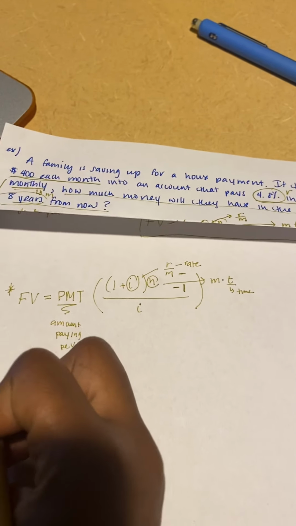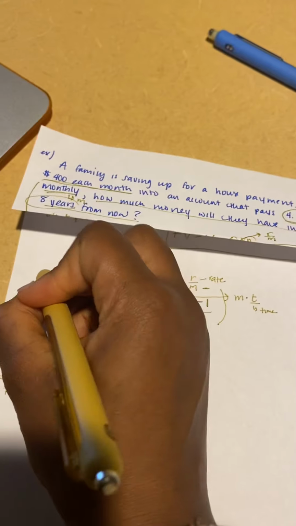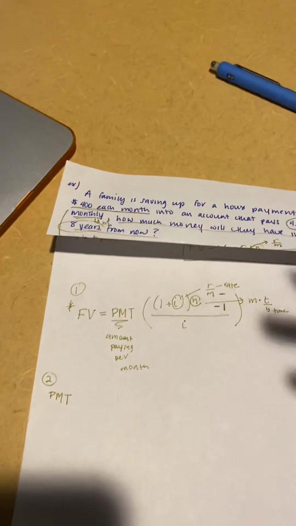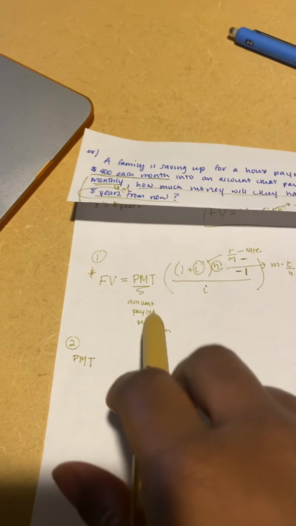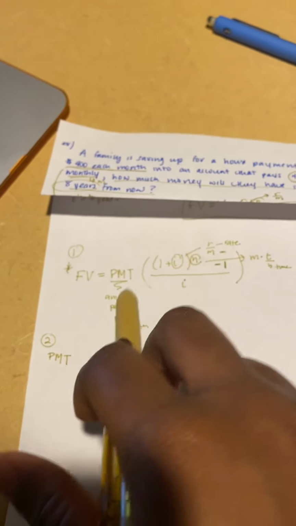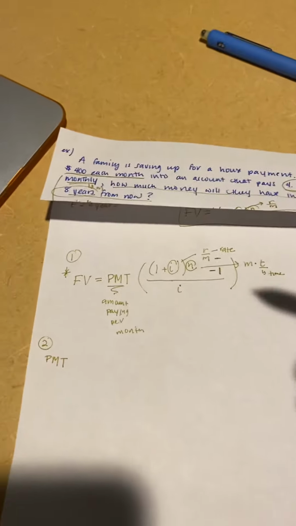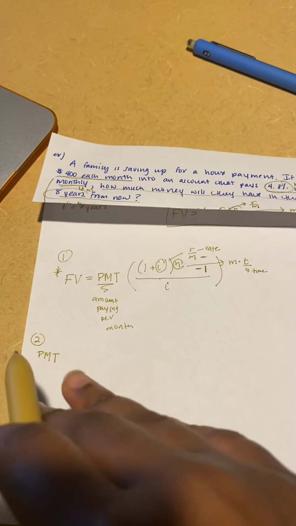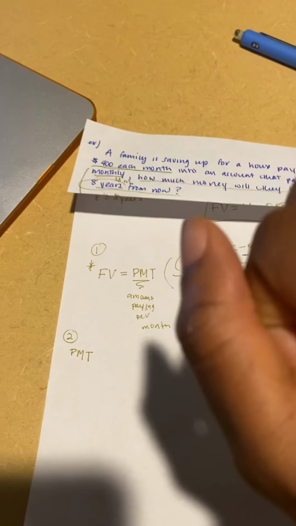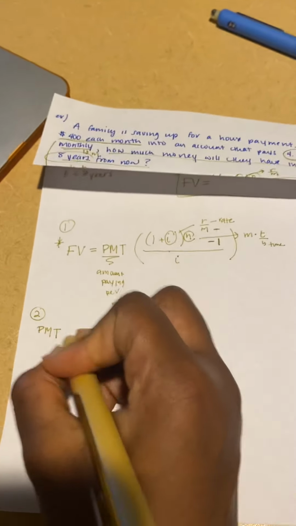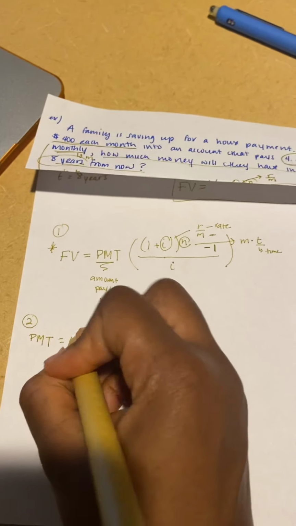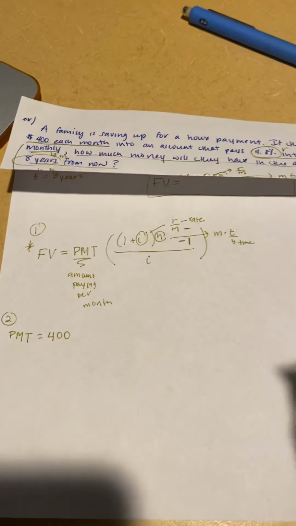This is the second step. The first step was identifying the formula that we need to use and breaking down the meanings of the formula. What does this mean? What does this mean? And so on. The second step is to pull out the information that the question has given us. So our PMT is given, which is $400 each month.